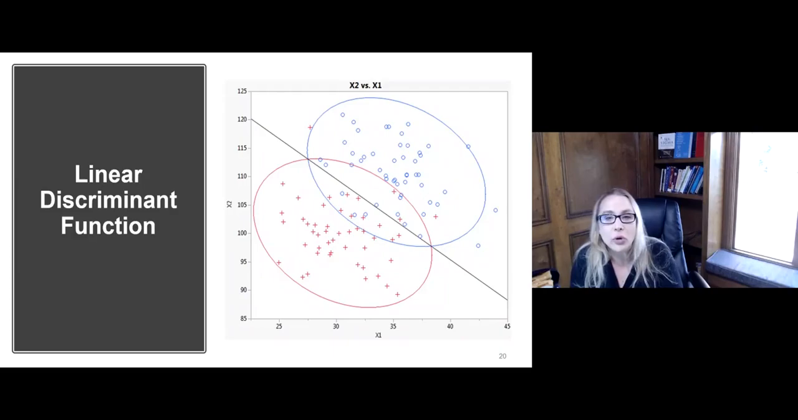So here is a visual of what we are doing with discriminant analysis. Here we have X1, X2, and we have a line that separates these 2 groups. We'll talk about in a second how we go about computing this line that will separate these 2 groups in the most optimal way. But in its most simplistic term, what we are doing here is we're drawing a line that is going to best separate the 2 groups from each other.